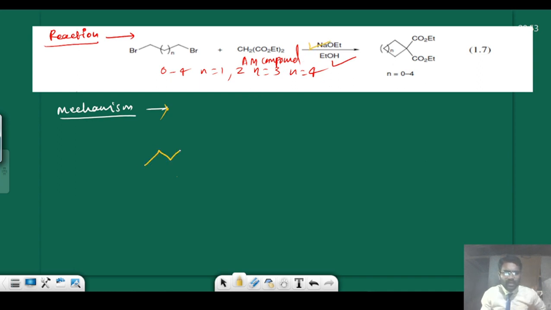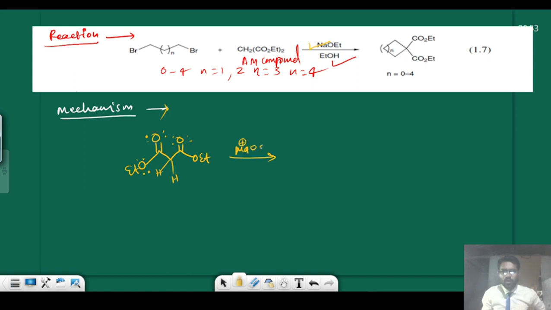This is the diethyl malonate, OEt. This is the active methylene compound. So 2 protons are present over here. Out of 2 protons we will abstract only 1, like this. In the presence of sodium ethoxide, what will happen?